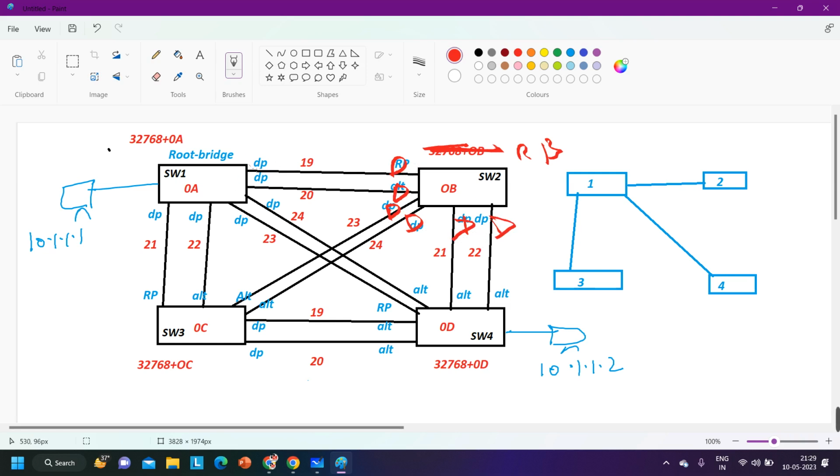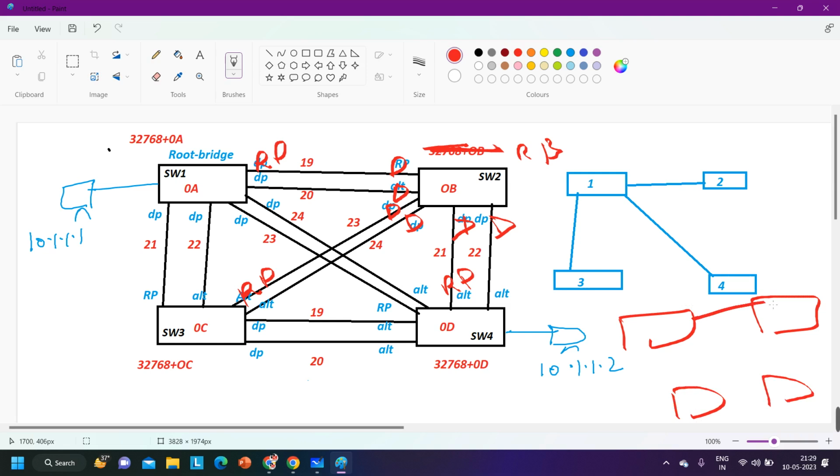Right? This port will become what? RP. On this switch, which port will become RP? This port. On this switch, which port will become RP? This port. Yes or no? So your logical topology is switch 1, switch 2, switch 3 and switch 4. What is your logical topology? Have you achieved your task? Yes, you have achieved your second task. What about your first task?